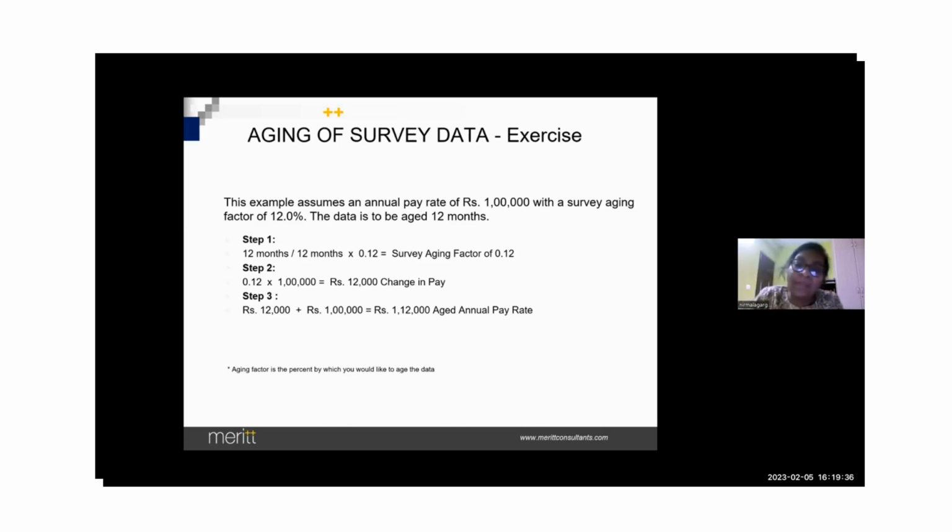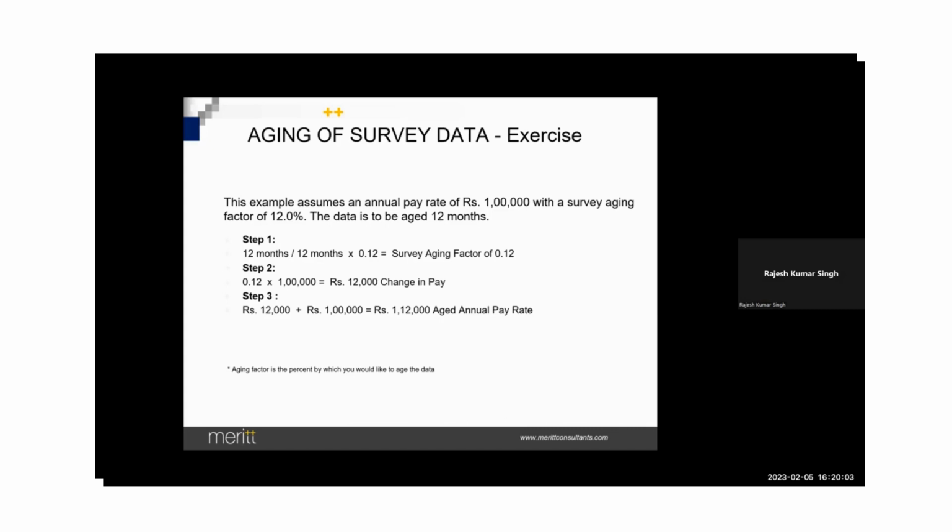So when you're using survey data and you want to age it after a certain period, first understand by how much period. It could be 6 months, 12 months, etc. Then, in any analysis or when you go to Google, you'll get something called the survey aging factor. All you need to do is multiply that survey aging factor with your salary data, and that will give you the amount by which your data will change.